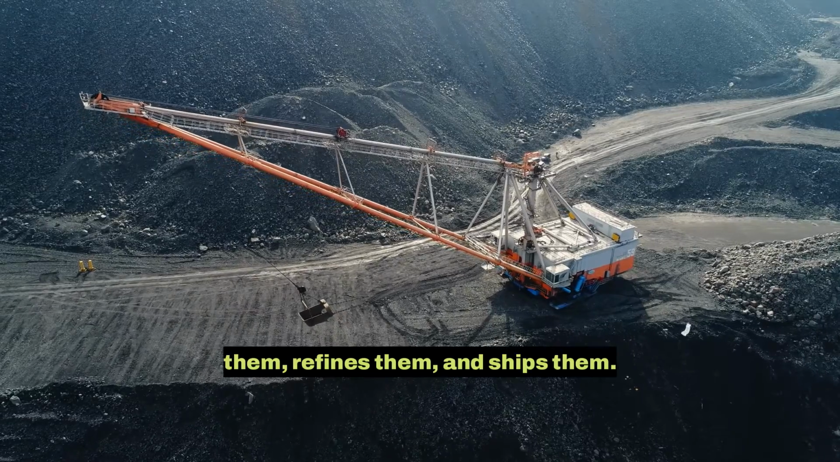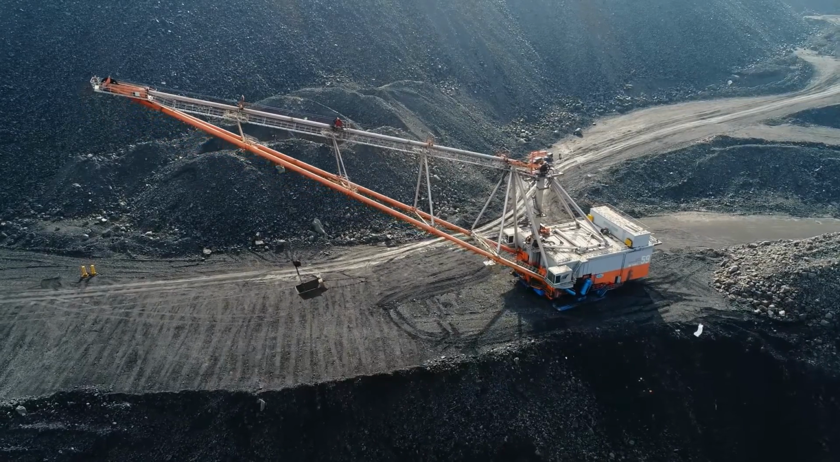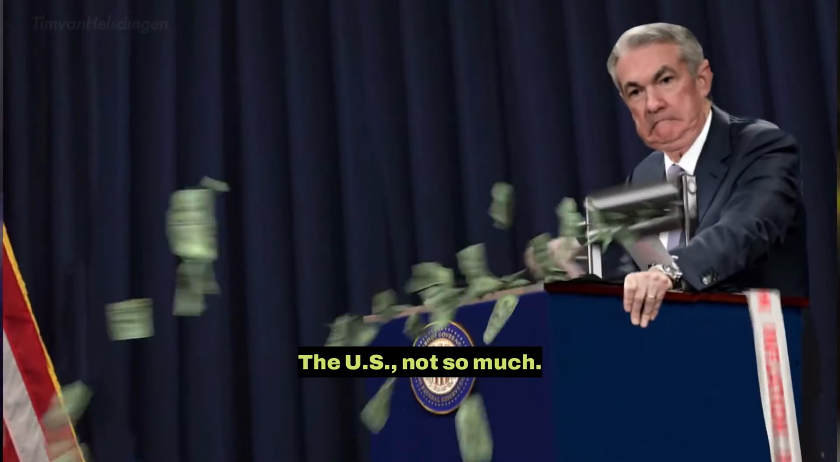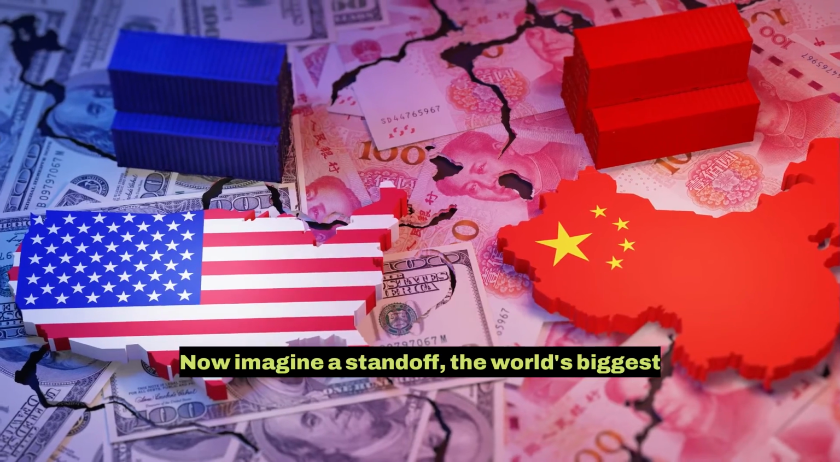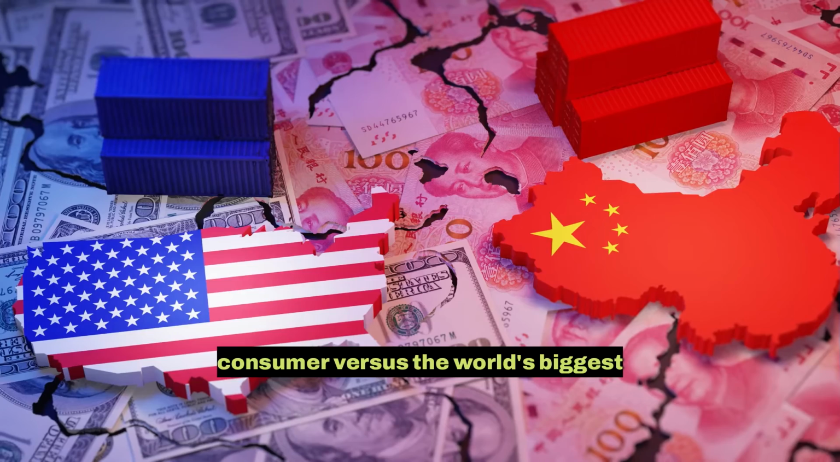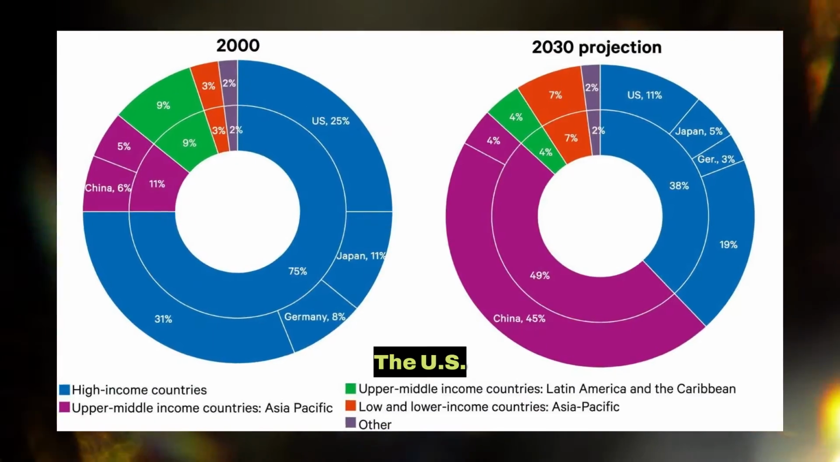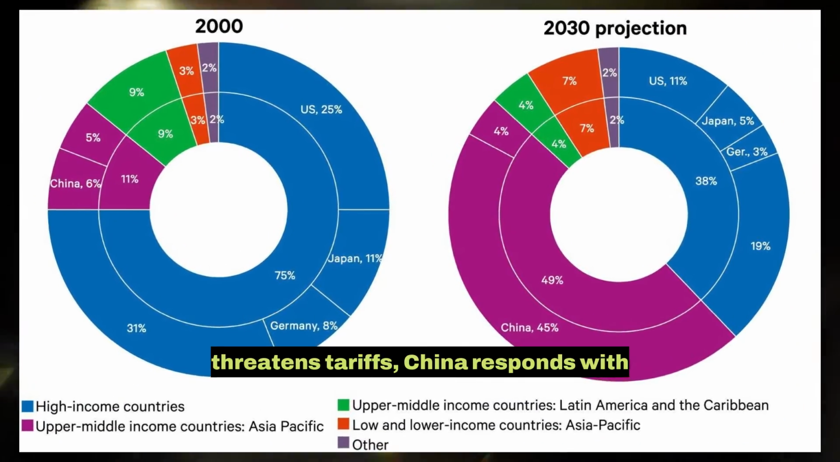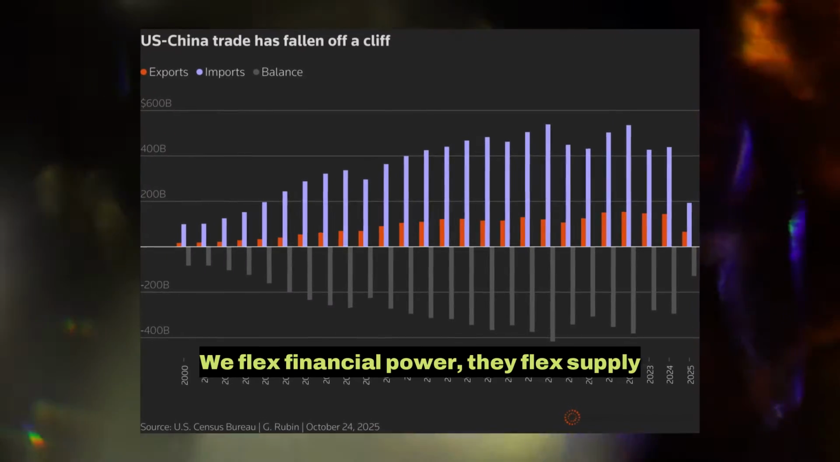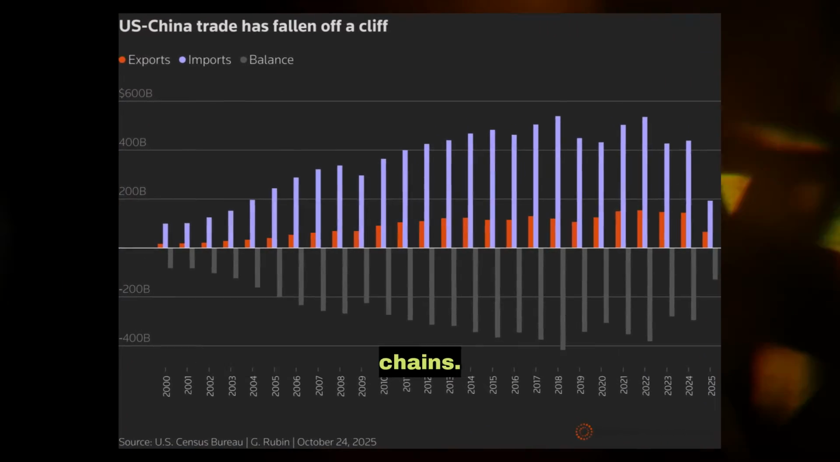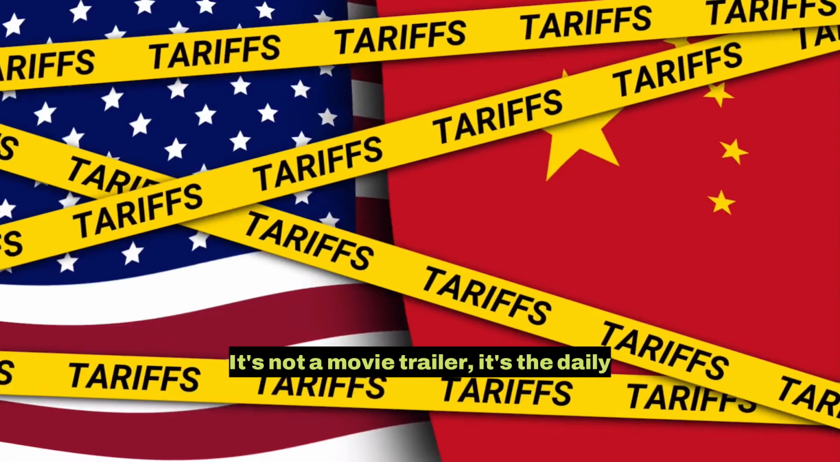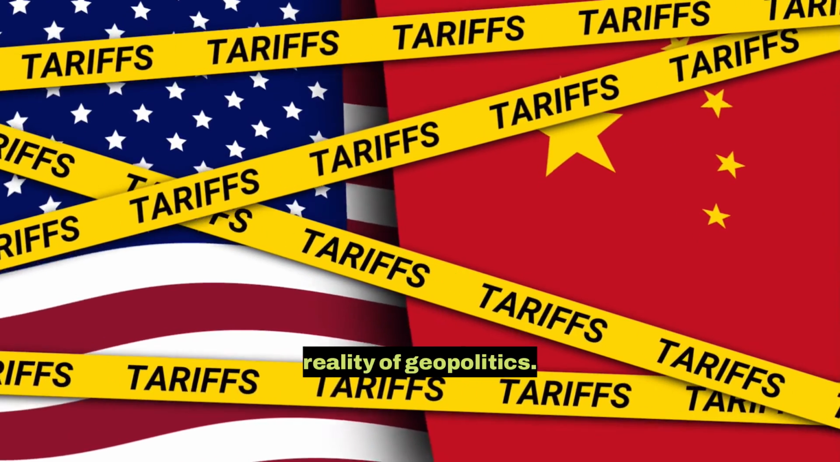China mines them, refines them, and ships them. The US, not so much. Now imagine a standoff, the world's biggest consumer versus the world's biggest producer. The US threatens tariffs, China responds with restrictions. We flex financial power, they flex supply chains. It's not a movie trailer, it's the daily reality of geopolitics.